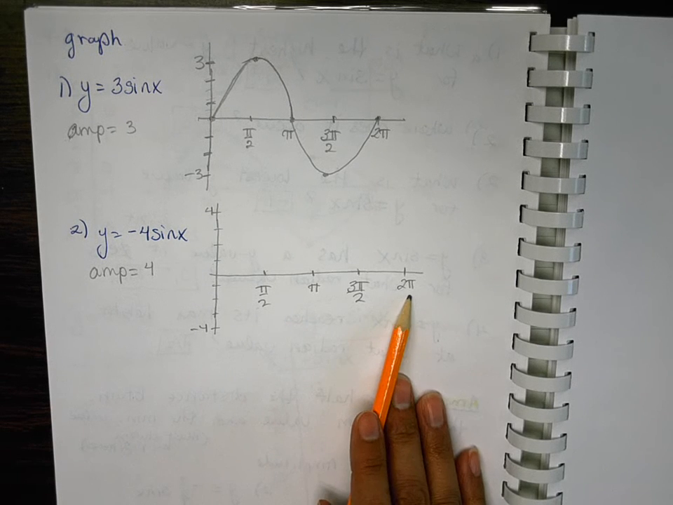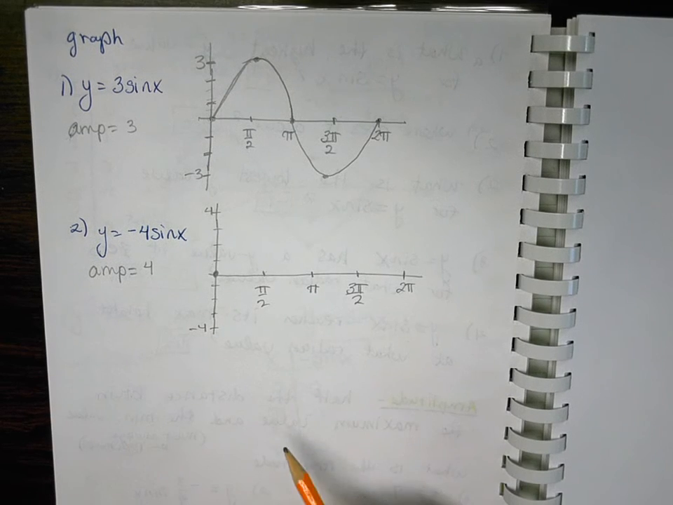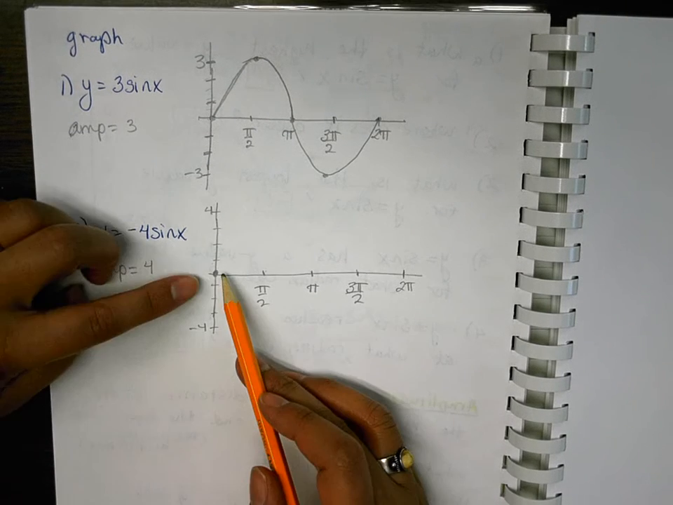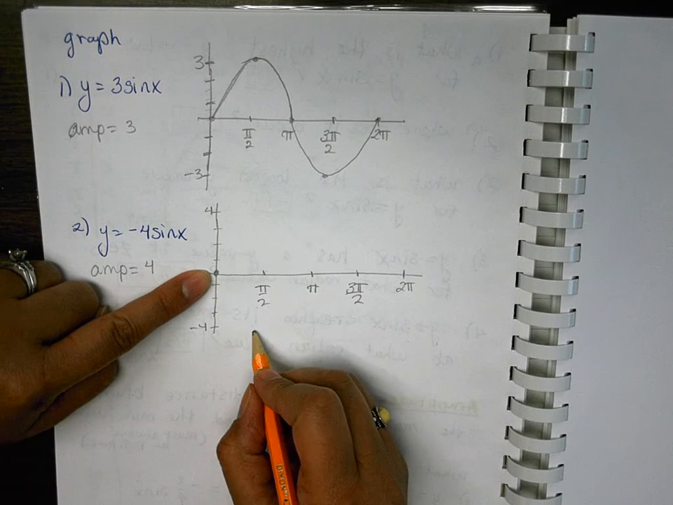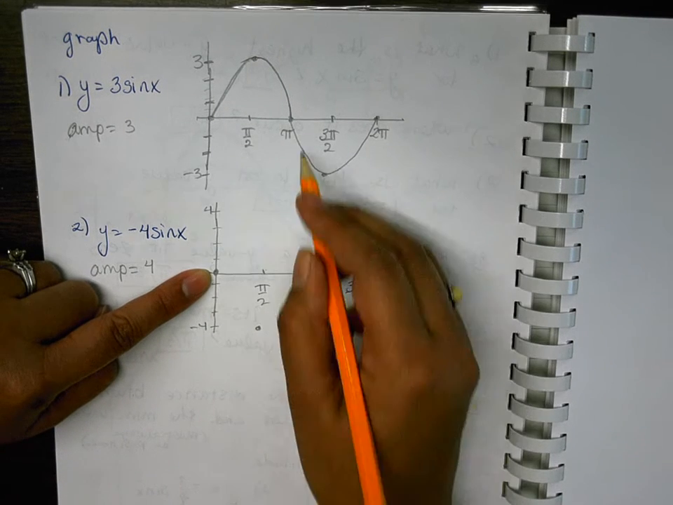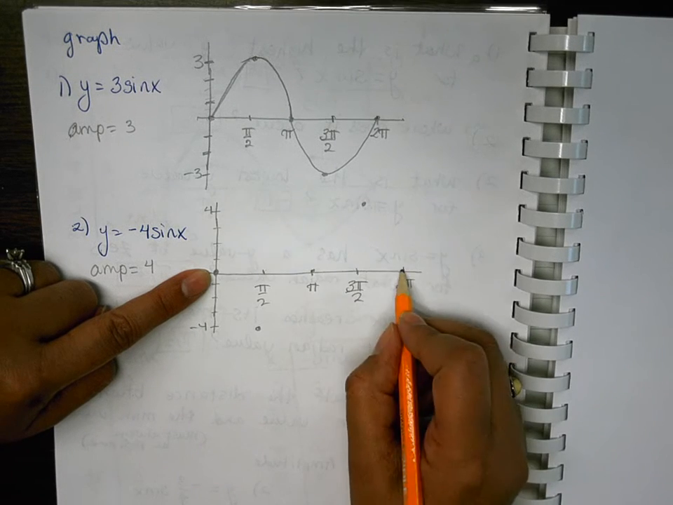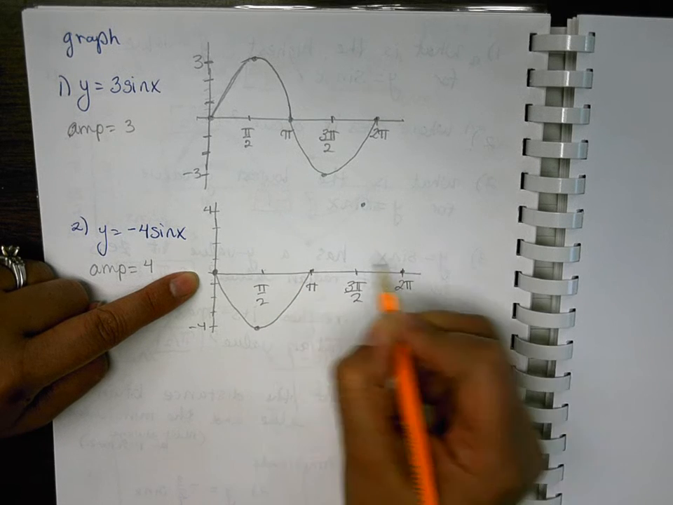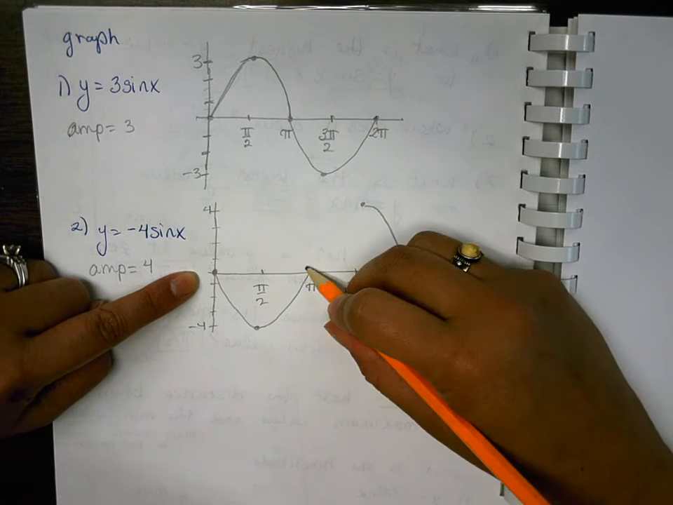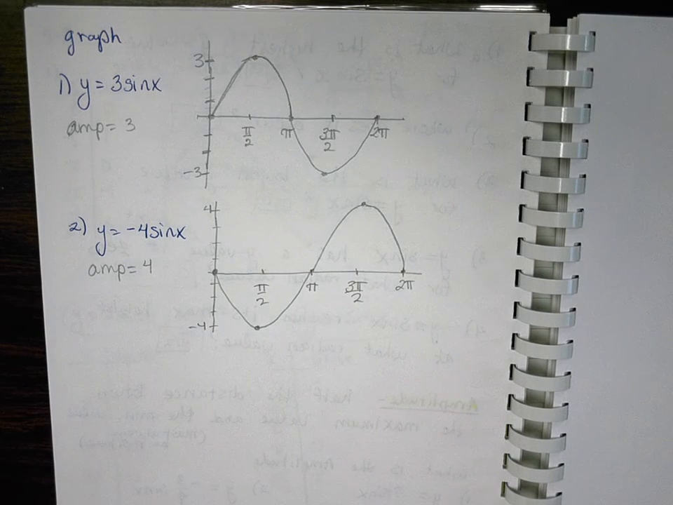All right, still starts at 0. The sine always starts at 0, and then it goes max, or min if it's negative. Min, so go down to -4, back to 0, just like that middle one there. Maximum, which is 4, back to 0. So make your curvy shapes. Got the hang of it? Easy enough?